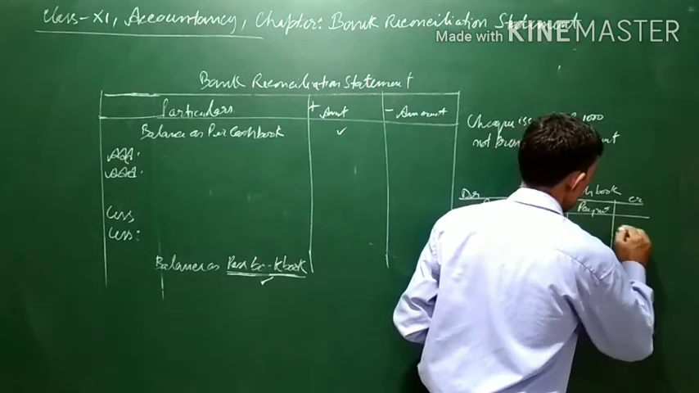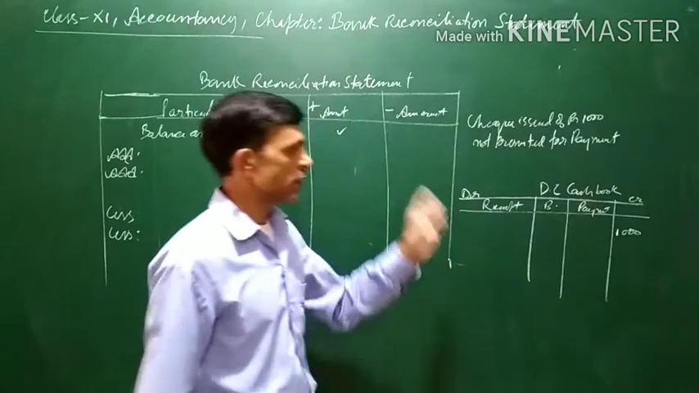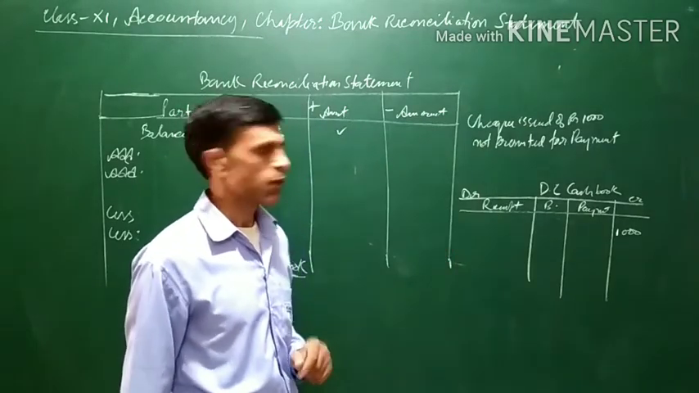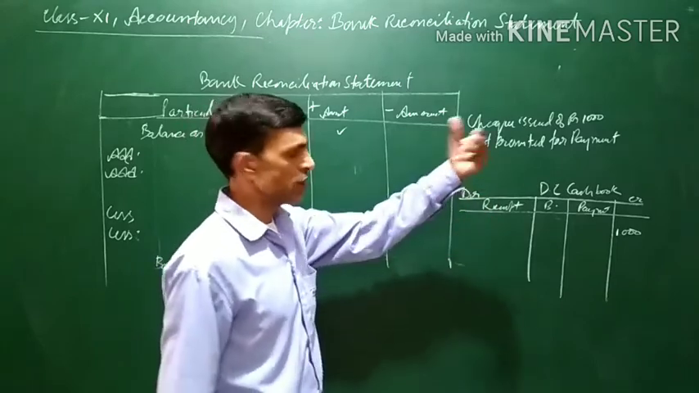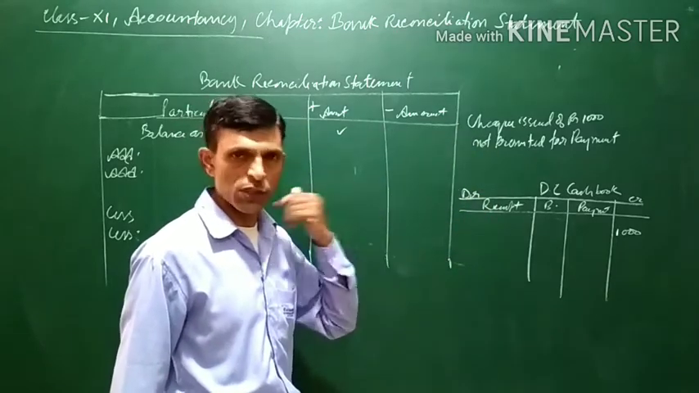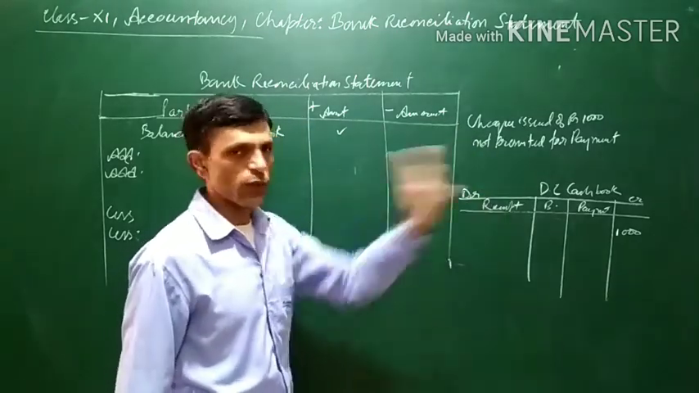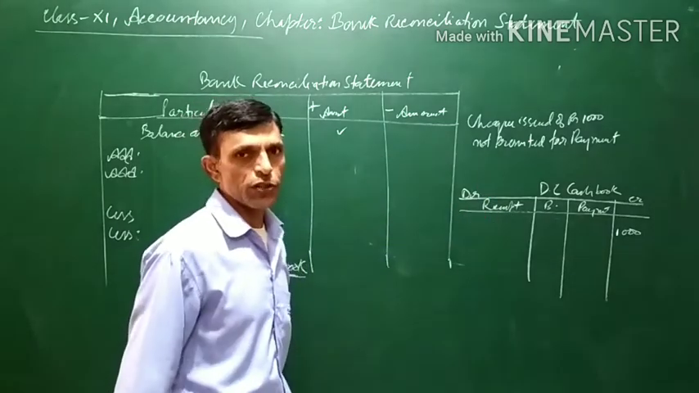1,000 we will be writing here. We will be writing that 1,000 has been paid as per our record. We will be writing in our record that 1,000 we have paid, because we have issued a check, means we are paying through check 1,000. So we will be showing it as a deduction.